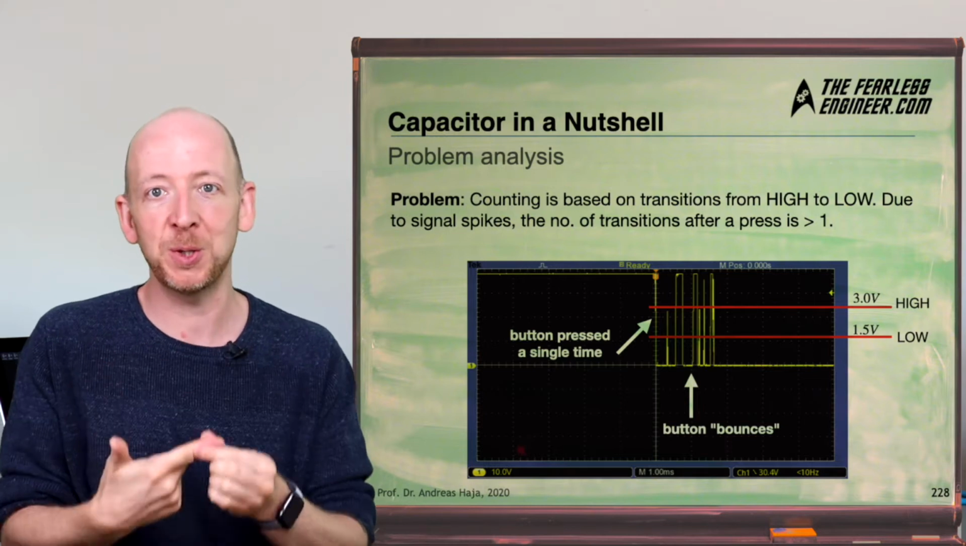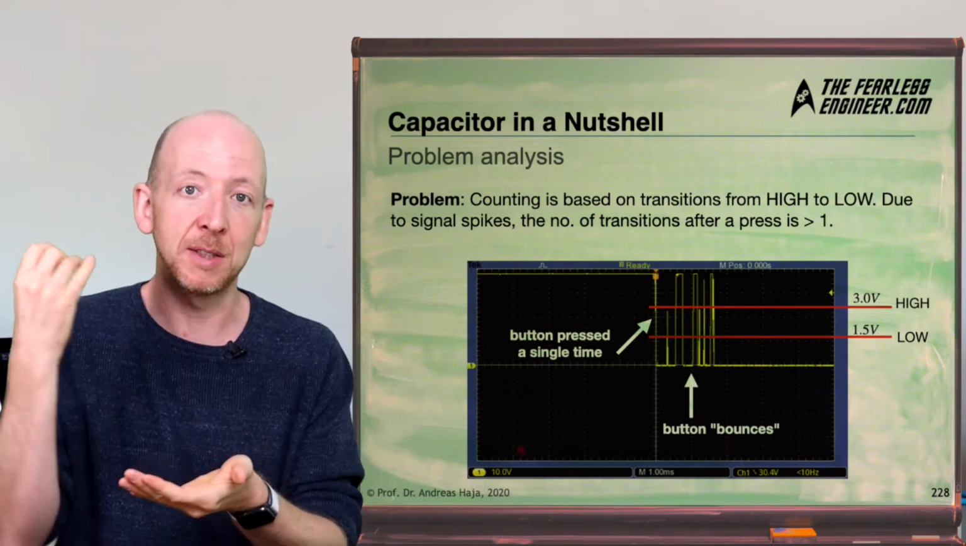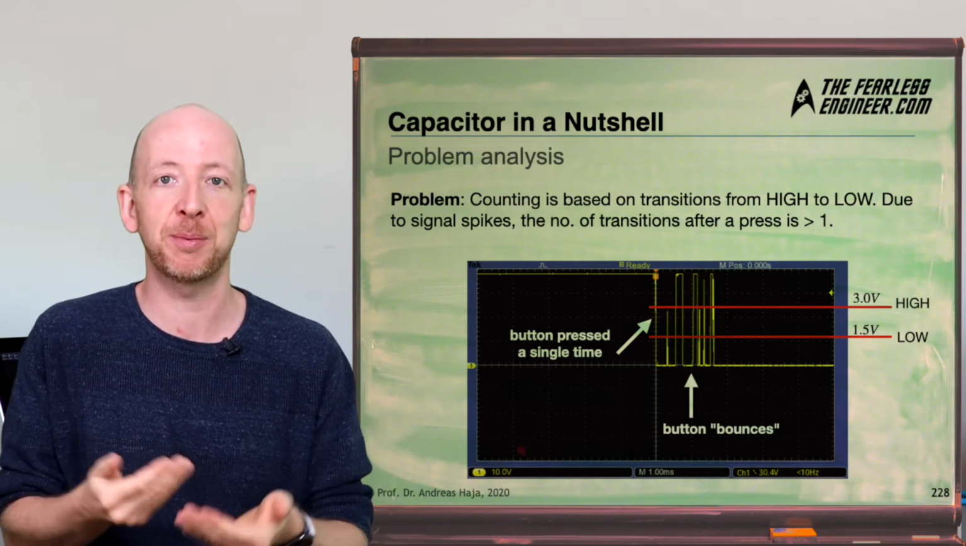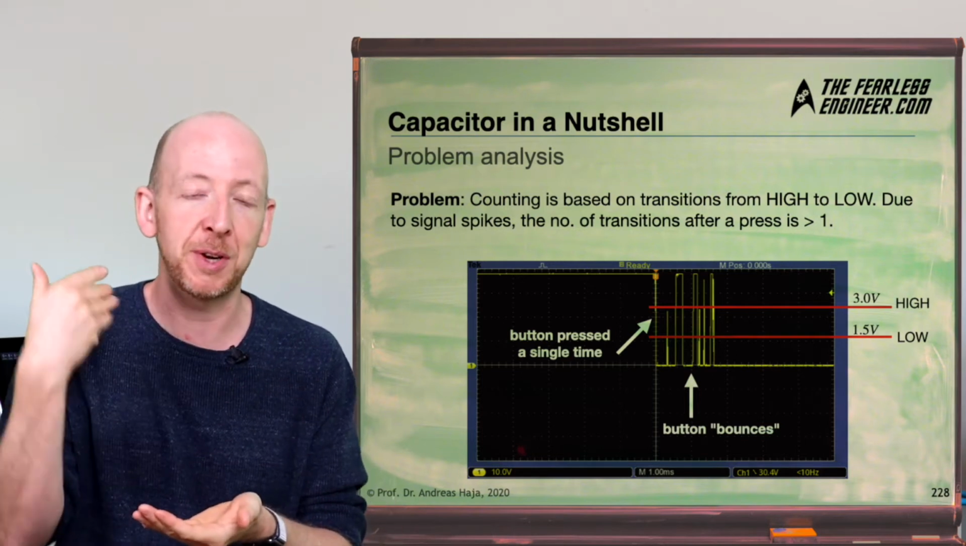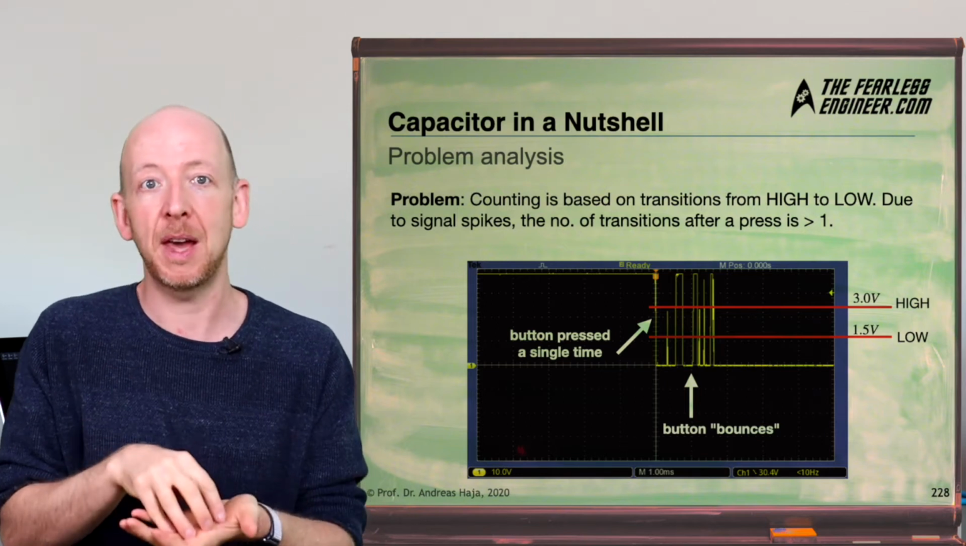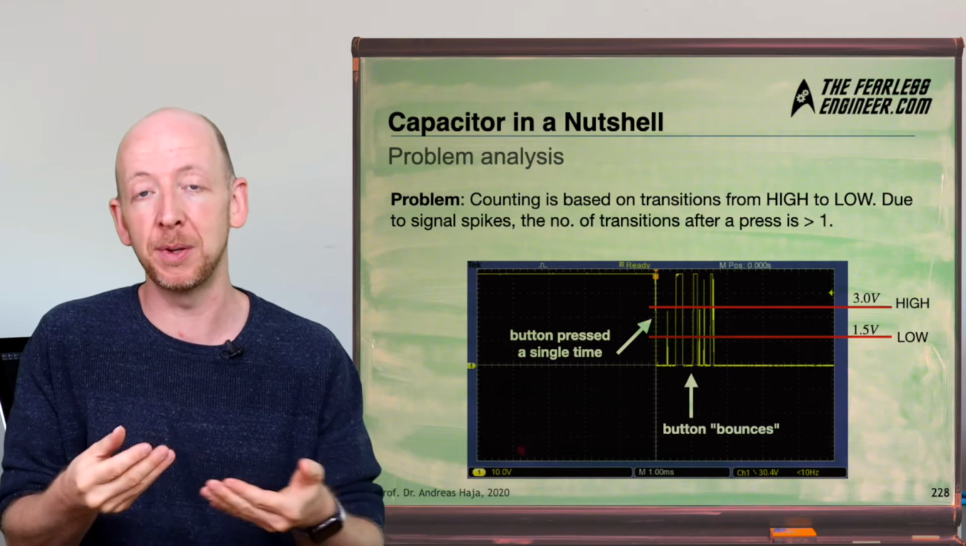avoided. And the second solution could be to come up with a software solution instead, such as inserting a delay of several milliseconds after the initial press so that these spikes do not register in the code. And this solution is called a software debounce, and is actually seen very often because it's so simple to implement.